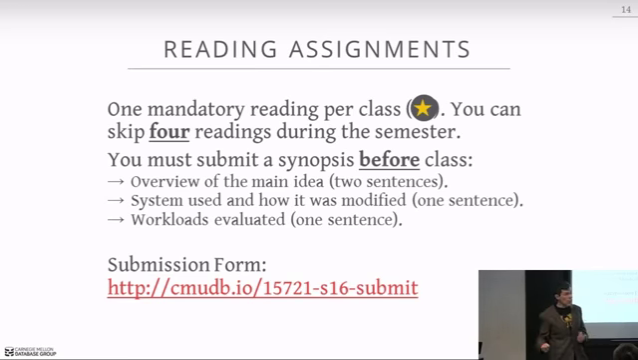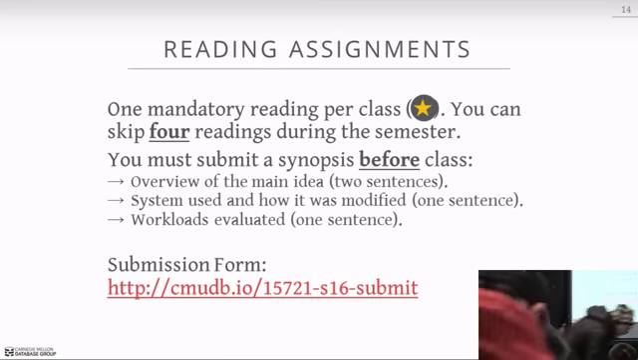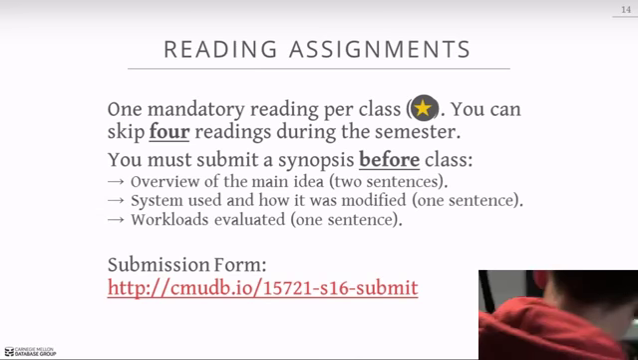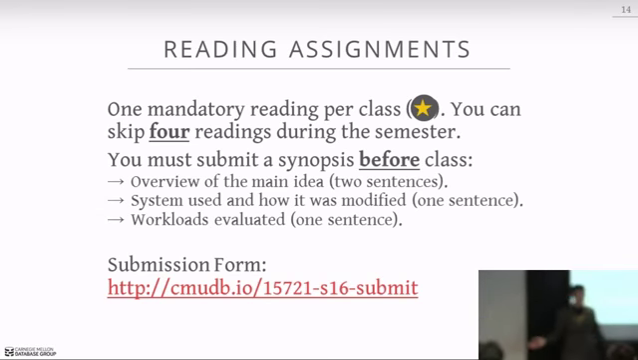This is a graduate level course, so it's supposed to be a dialogue between us to discuss all the different aspects of these papers. So the synopsis just really needs to be, again, really simple, one paragraph, 2 sentences that say what the main idea of the paper is, a sentence that says what system they're testing and modified to check their methods, and then a sentence that says here are the workloads or benchmarks that they used. It's just, again, to give you exposure to the research papers in the database systems field.